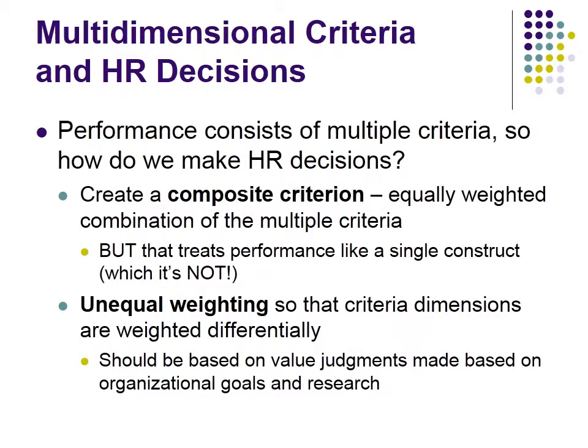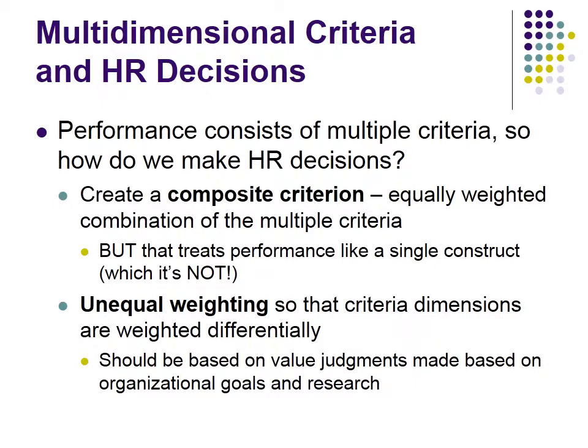And there's a couple of ways we can do it. We can just do equally weighted combinations of the multiple criteria. But that tends to treat performance as a single construct. So when we're looking at equal weighting, it basically means if we had 5 measures of performance, all on a 1 to 5 scale, we would just average them all together and come up with a final score. And this is done in some organizations.